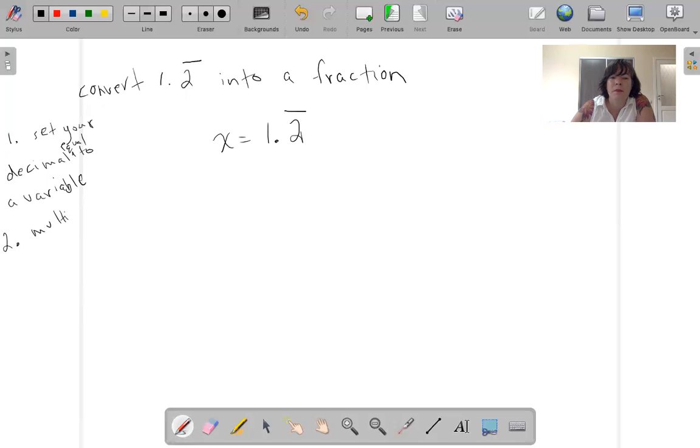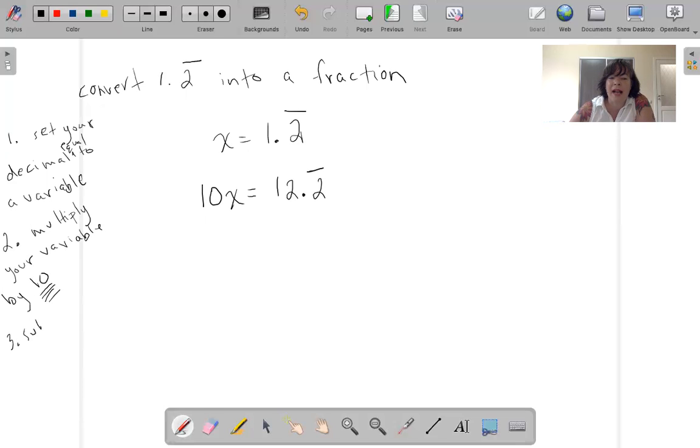Multiply your variable by 10. Magical number 10. 10x equals what? We move this over and the 2 goes on and on and on. So 10x equals 12.2 repeating.